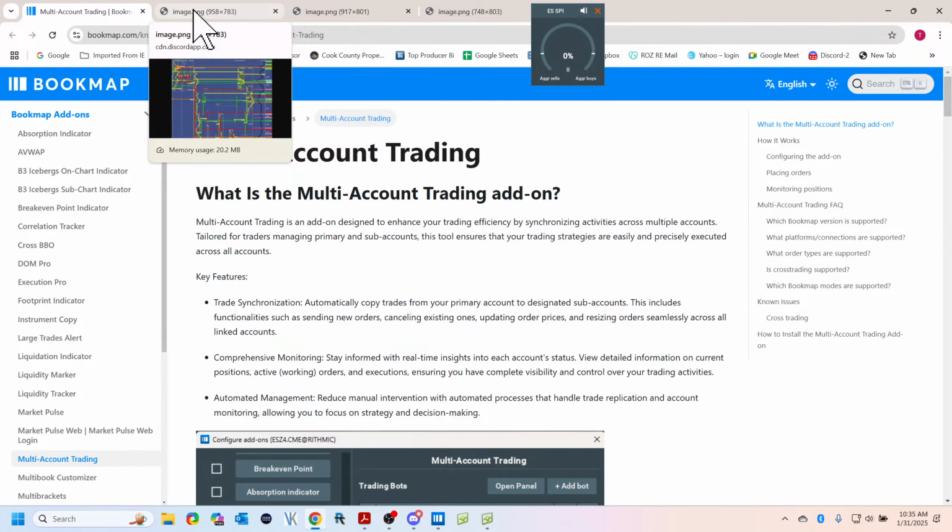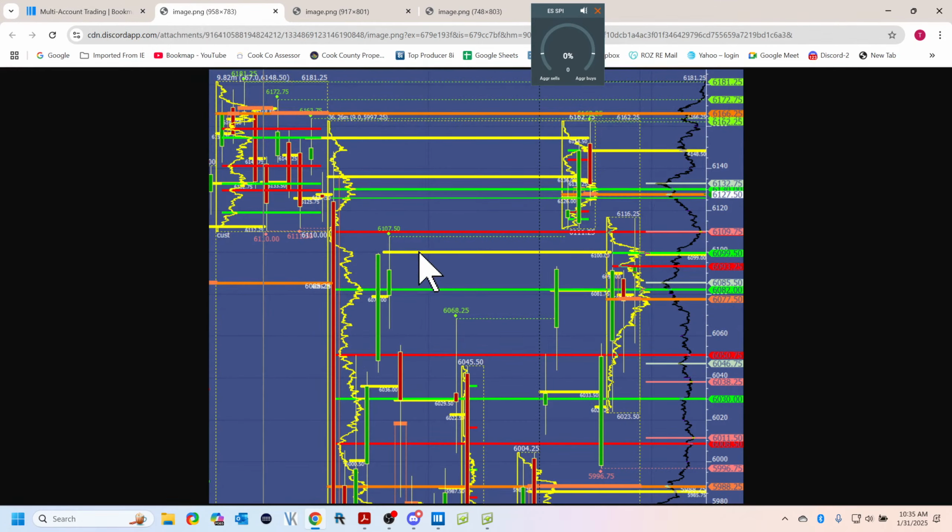Now, let's go take a look at the higher time frame. First of all, grab your pen and paper. This is the higher time frame. This is the auction. You're looking at this, and you're probably going, hey, what happened? Let me explain what happened.